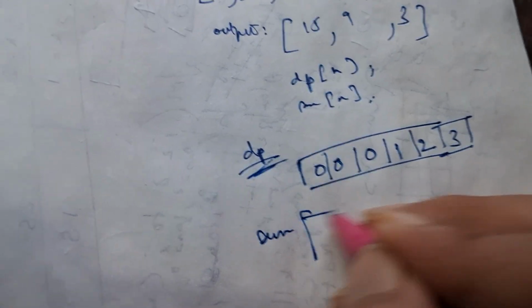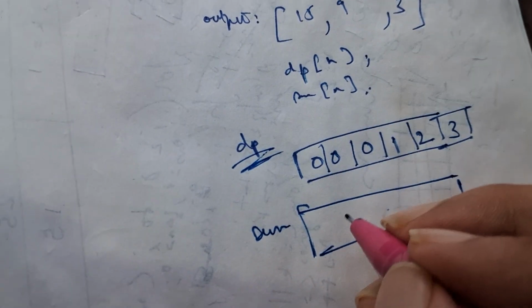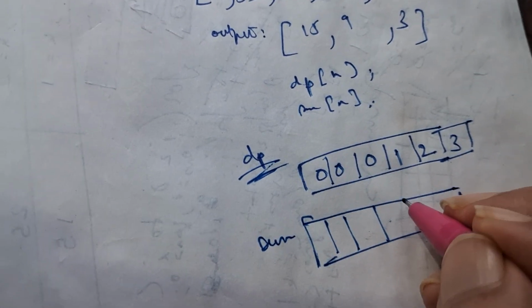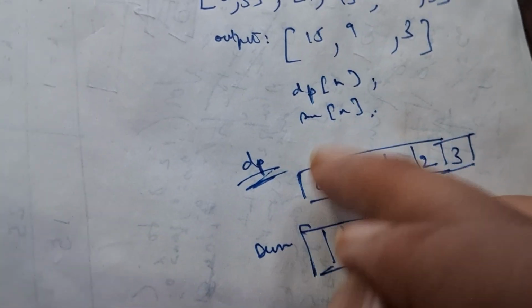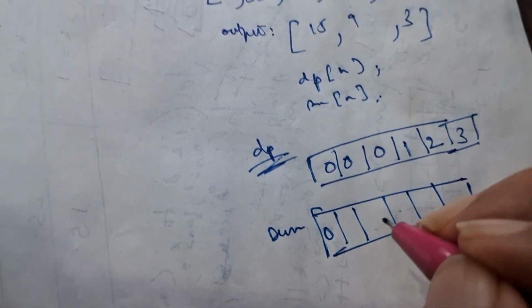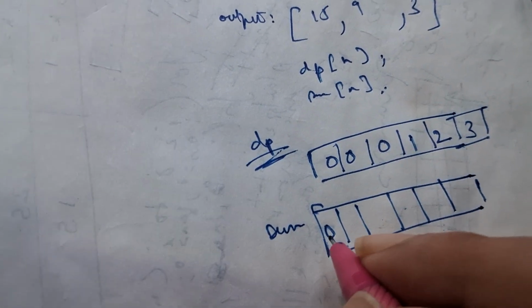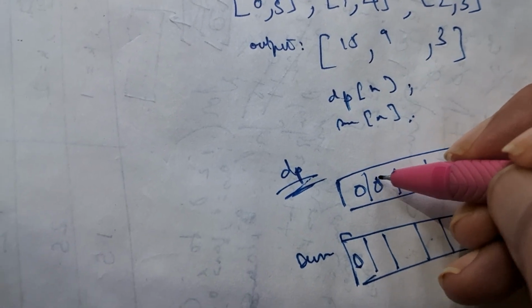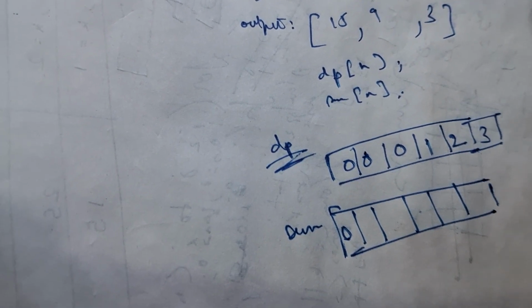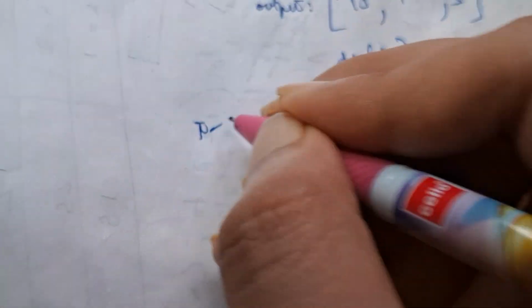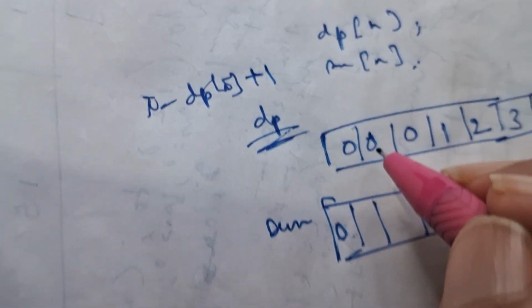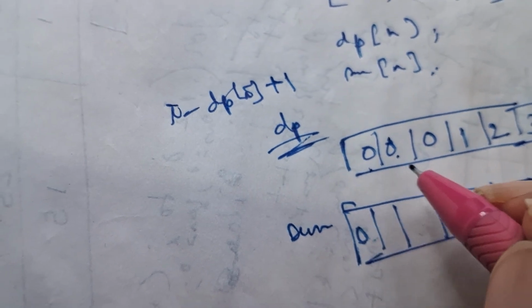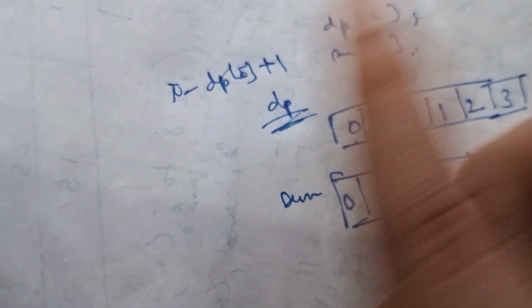Now let me go for the sum. There are 1, 2, 3, 4, 5, 6, right? 6 elements. Now sum of 0 is basically DP of 0. Done with this. Now for the next element, you're going to add this 0 to this, i minus DP of i plus 1. I hope you remember what I told you. So what is i minus DP of i? It is this minus this, that is 1, right? 1 plus 1, that is going to be 2.